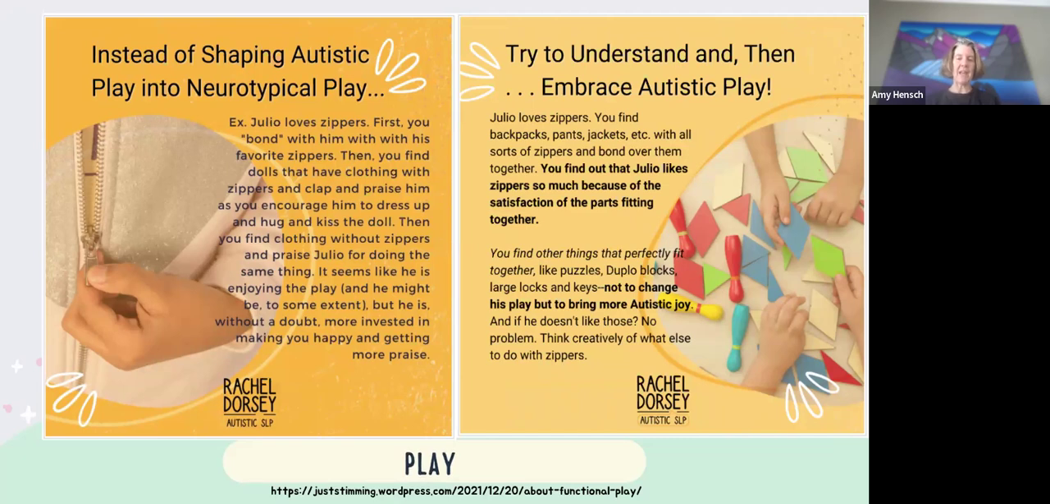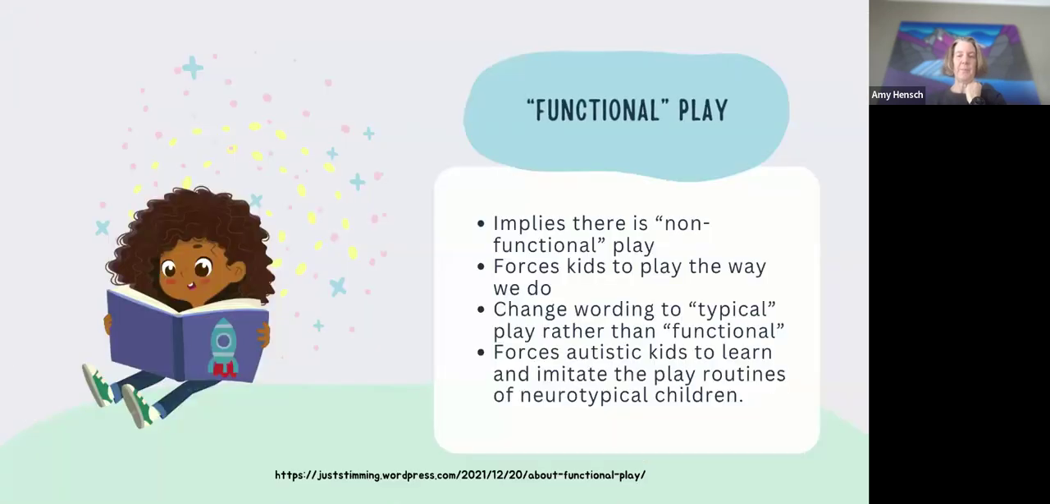When it comes to play, we don't ever want to force a child to play in a different way. Everybody's play works for them and serves a purpose for them. So I prefer not to use the label of functional play and instead to embrace the type of play that the child enjoys. We could change the wording from functional play to typical play if we really want to do that, but we don't want to ever force autistic kids to imitate the play routines of their neurotypical peers. This creates masking.